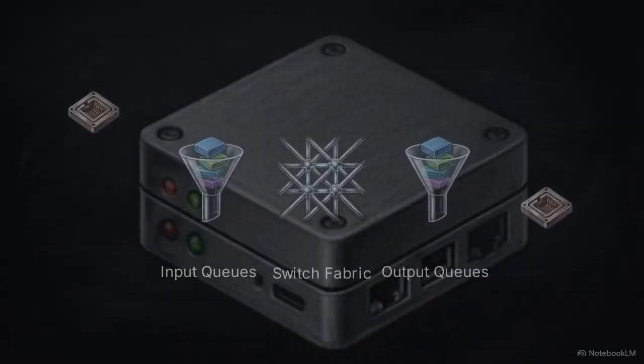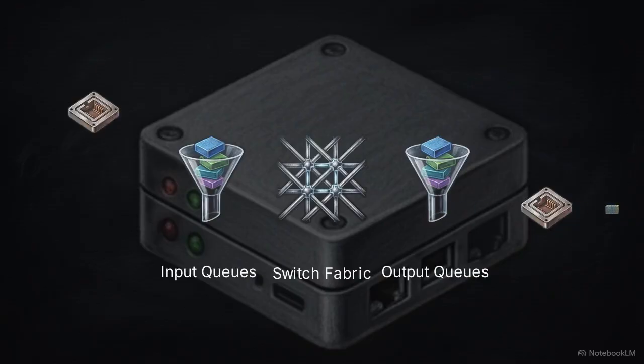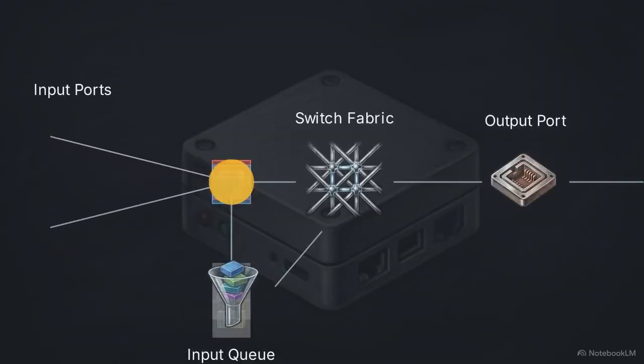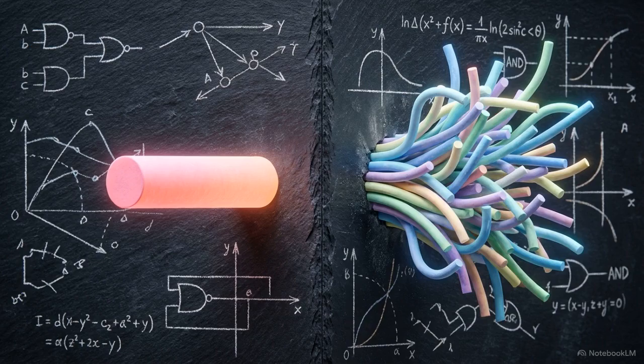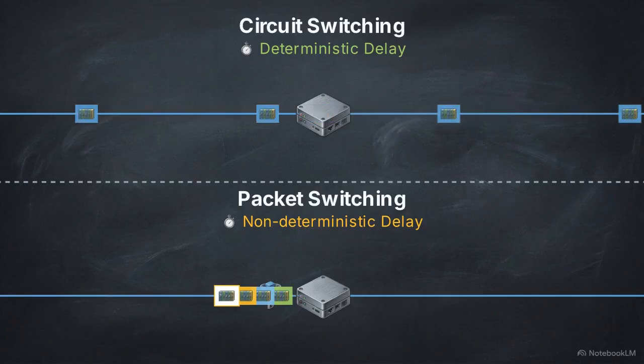A packet switch operates differently. It requires input queues to catch incoming data, a centralized switch fabric to route it, and output queues to hold it before transmission. This diagram illustrates packet contention. If 2 input ports simultaneously receive packets, say packets A and B, destined for the exact same output port, the switch fabric can only push one through at a time. The others are forced into a linear queue buffer, forcing them to wait. The physical architecture of the switch determines the nature of the network. A circuit switch guarantees deterministic delay because the path is clear.